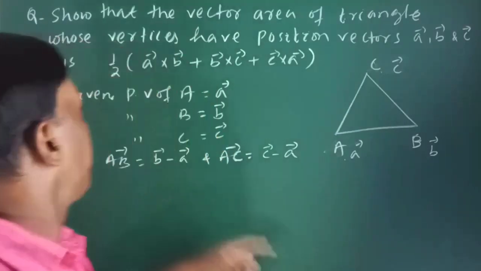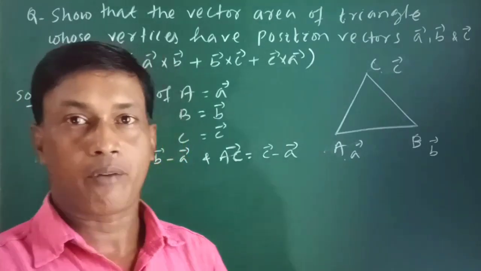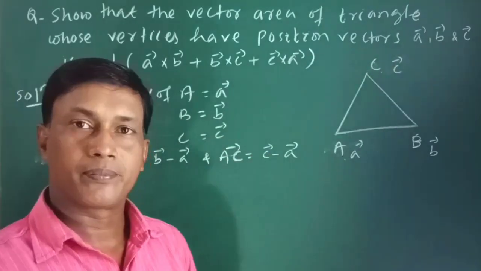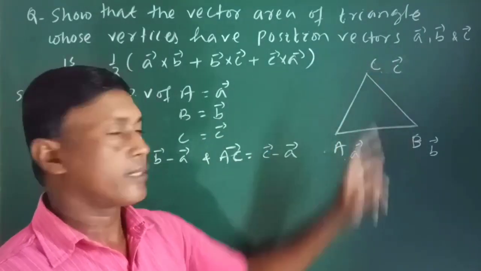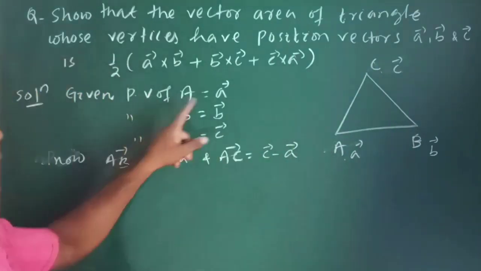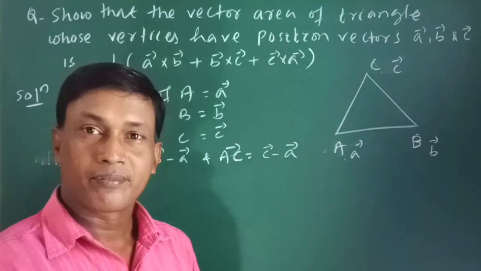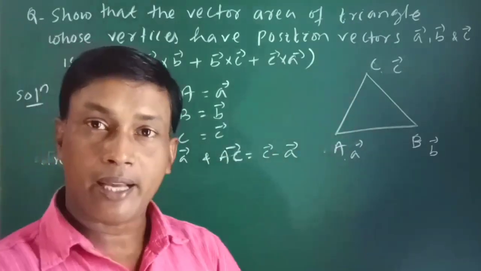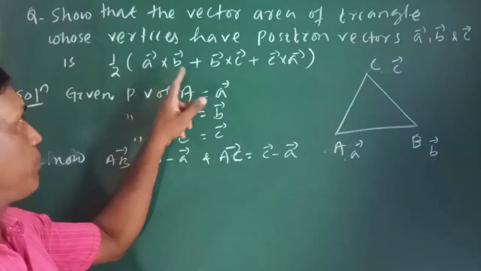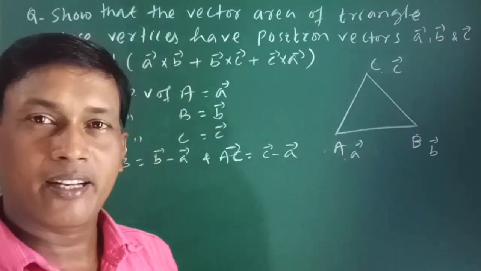Next is one important question. Here we want to find the vector area of a triangle where the vertices have position vectors A vector, B vector and C vector. There are three vertices A, B and C, and the position vector of A is A vector, of B is B vector, of C is C vector. We have to show that the area of this triangle is half of A cross B plus B cross C plus C cross A. This is the vector area of triangle ABC.